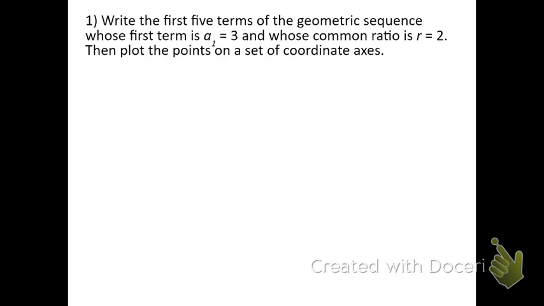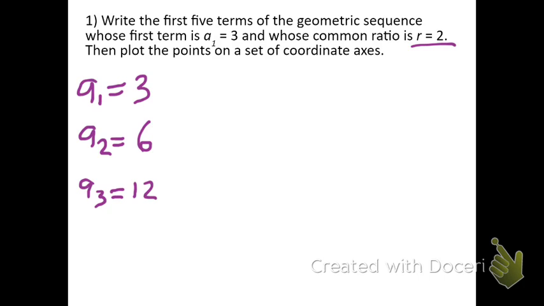Alright, so let's practice a problem here. Write the first 5 terms of a geometric sequence whose first term is 3 and the common ratio is 2. Then plot them on a set of coordinate axes. One way you could do this is to just write your first term, and then since the common ratio is 2, just double each term. That's what the 2 infers. So the next one would be 6, the next one would be 12, the next term would be 24, the next term would be 48.